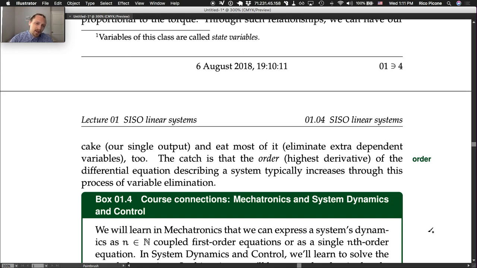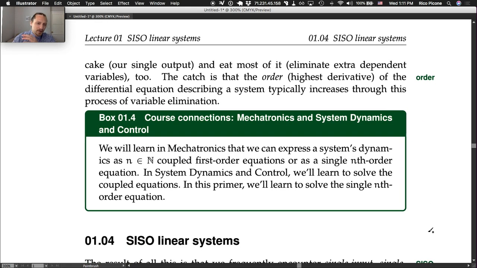So maybe you had a nice simple first order differential equation describing part of the system and another first order describing another part of the system. When you combine them together, what happens is the order grows. So you can stop anywhere in between there. You can go to a bunch of first order equations or to one nth order equation. So we'll learn about this. In mechatronics and system dynamics, we'll learn that we can express a system's dynamics as n coupled first order equations or as a single nth order equation.